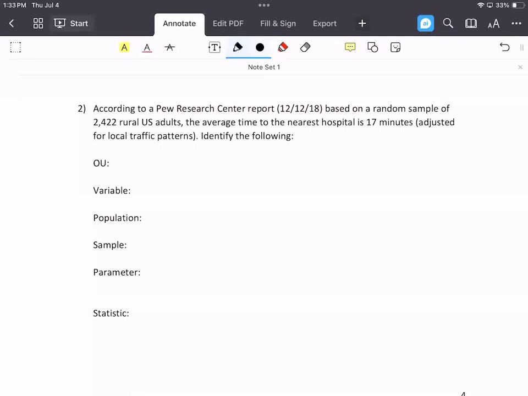Please take a moment, pause the video, and work it out. Even on a piece of scratch paper, work out what the observational unit, the variable, population, etc. are. And when you're done, please restart the recording.